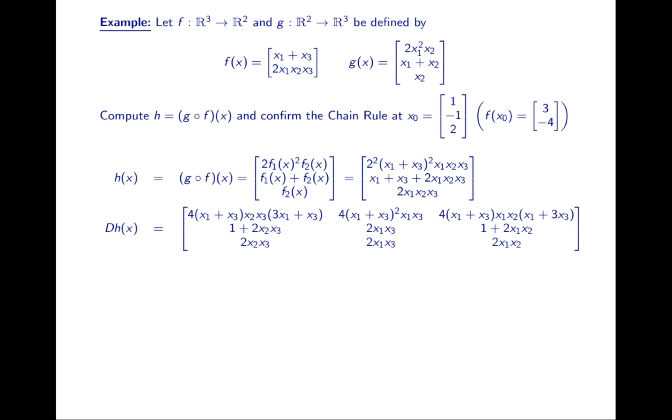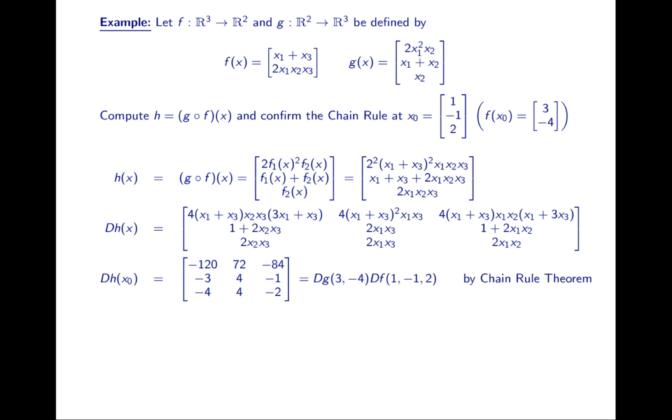So notice that's quite a bit. First I have to compute g of f, then evaluate what that is, and then take my 3 derivatives. Now if I evaluate at (1, -1, 2), I get this expression. But I also could have got that matrix by taking the derivative of g at f of x naught, which is (3, -4), times the derivative of f at x naught, (1, -1, 2).